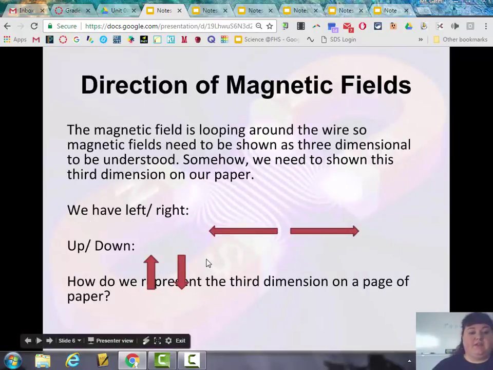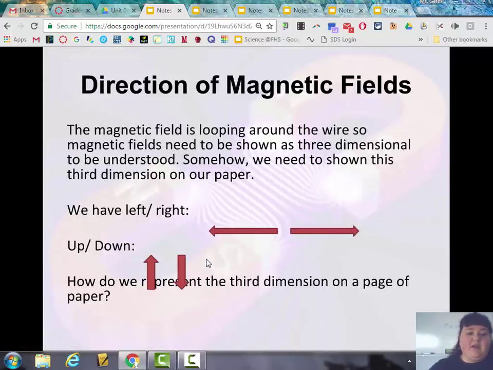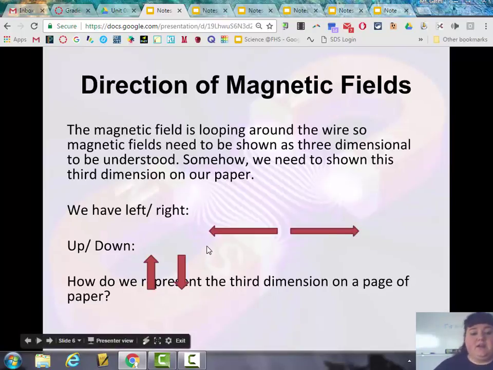So how do we know the direction of our magnetic field? Remember, the magnetic field is looping around a wire. And so it depends on how the current is flowing and how our wire is oriented in space. We use arrows to show the direction of the magnetic field. So if our magnetic field is left or right, we use a left or right arrow. Our magnetic field can also be up and down. We would use up and down arrows. But how do we show the third dimension? We don't live in a flat world. So how do we show that the magnetic field would be coming out towards us or into our paper or behind us? How do we represent that third dimension?